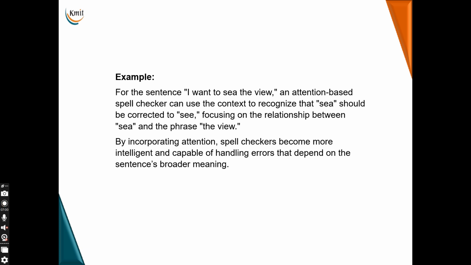It will try to see the relationship between SEE with the view. So after SEA, the view is not appropriate. So it will try to see the view. These are the nearby tokens to this particular word which the spell checker is identifying as inappropriate. So in this context, with respect to the view, it could be the word SEE. That is how it will suggest the correction.